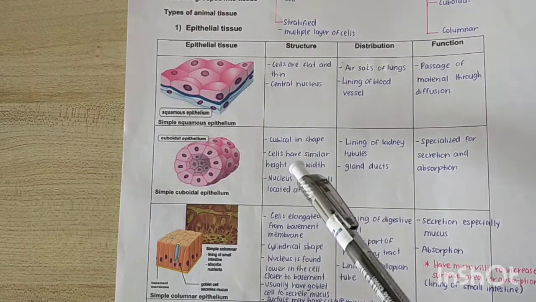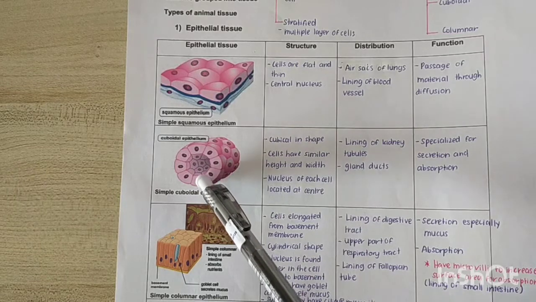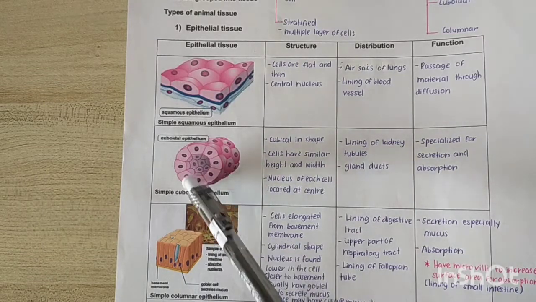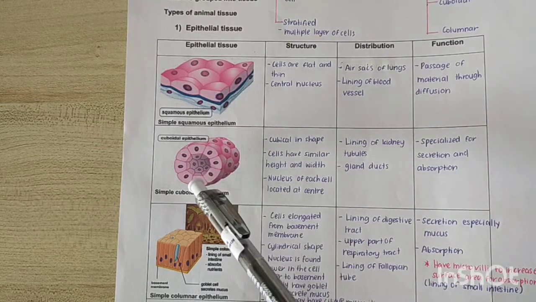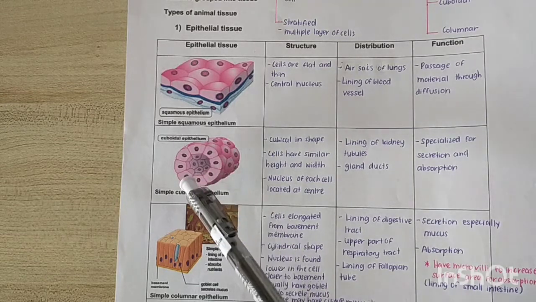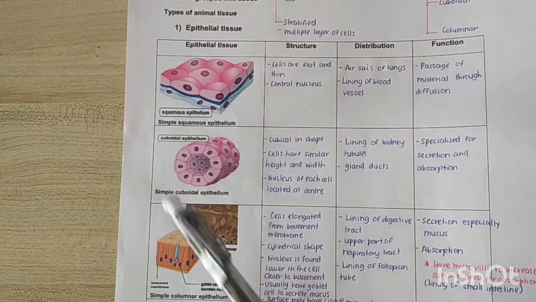Okay, and then the cells have similar height and width. Kalau awak tengok dari segi panjang dan juga kelebaran untuk simple cuboidal epithelium ni, dia adalah sama. And then the nucleus of each cell is located at the center. So sama dengan simple squamous. So the nucleus of the cell is located at the center.